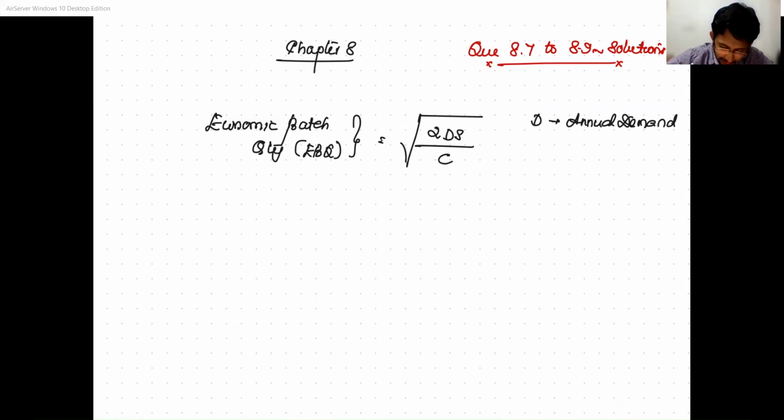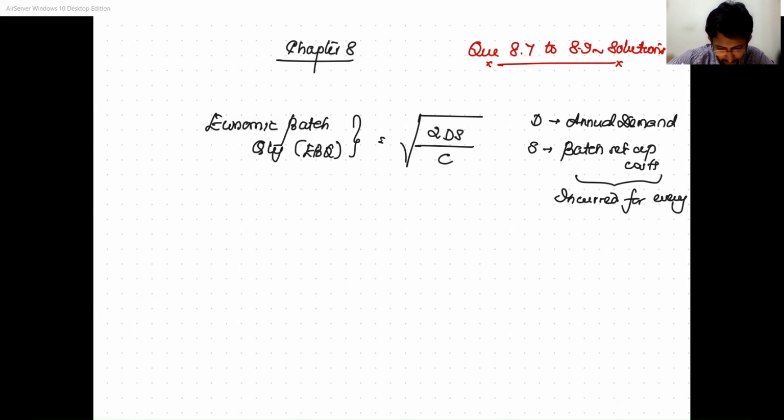So S stands for batch setup cost, and this batch setup cost will be incurred for every batch. And what is C? C is nothing but the carrying cost.